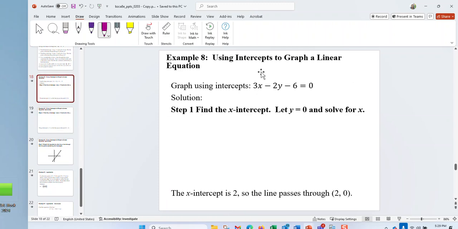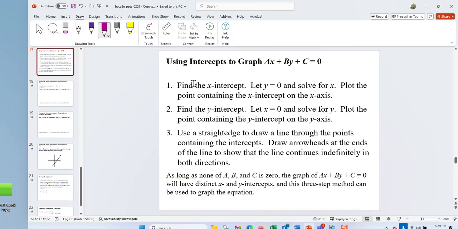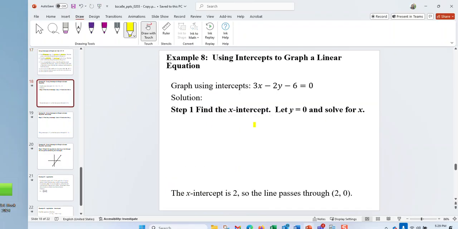Okay, using the intercept to find a linear equation. So how do you find the intercept? If you want to find the x-intercept, you let y equal 0 and solve for x, right? If you want to find the y-intercept, you let the other one be 0. So let x equal 0 and then solve for y. Okay, so that is how you find the intercept.